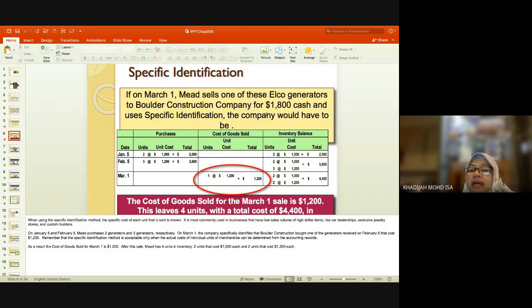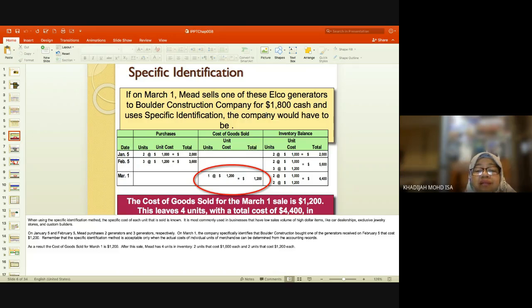So if you sell one unit that costs you 1,200, at the end of the day you will have the balance: 2 units which cost you 1,000, and of the 3 units at 1,200 that you initially had, you are now left with 2 units at 1,200. Because here you see that the 1,200 unit, initially you have 3, but now you sell that.